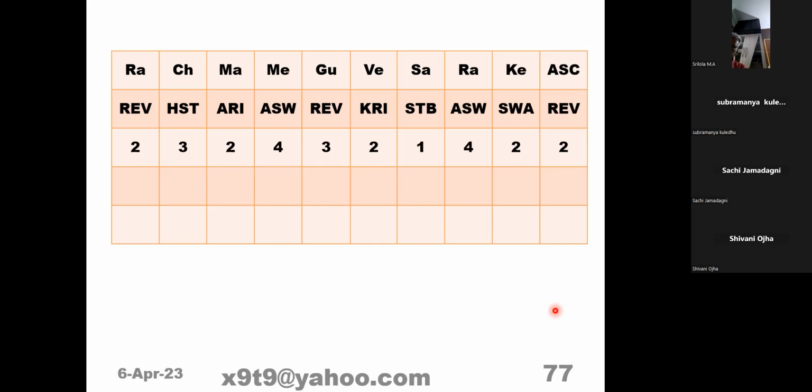So Saturn is in Satabhisha 1. Means in which Rashi it will come? Kumbha. So you write in Kumbha, you write Shani or Saturn. What about Rahu? Rahu is in Ashwini 4. Means which Rashi? Mesha Rashi. So Mesha Rashi, you write Rahu. Then opposite sign, you write Ketu, that's all.